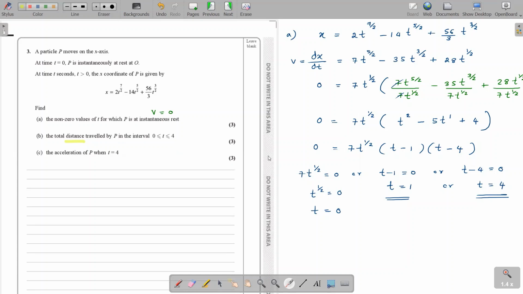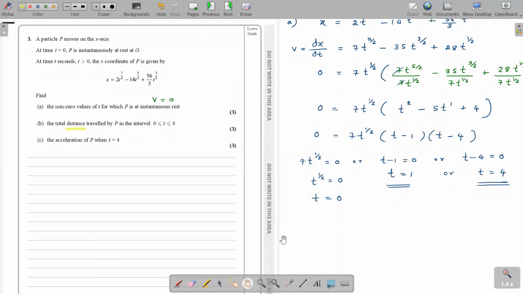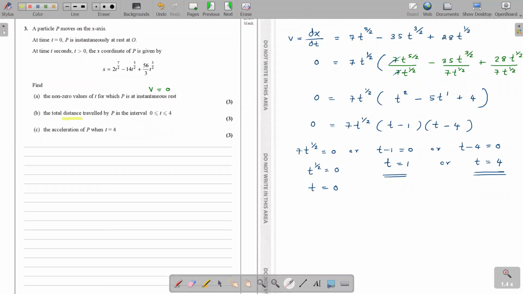Now, you need to definitely use the help of your part A. Look at part A. What did we find? We found the t values that give you the values where your particle is instantaneously at rest. Are you with me? Have a look at your velocity equation. We need to get a rough idea of what's going on. It's 7t to the power half into (t minus 1) into (t minus 4).